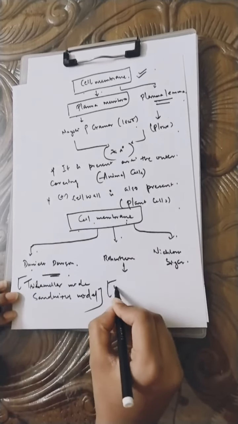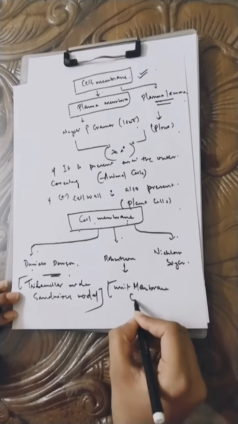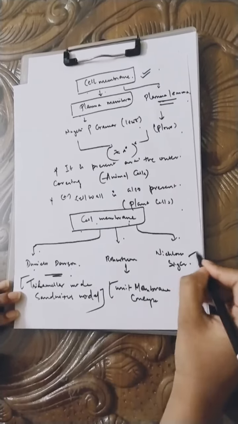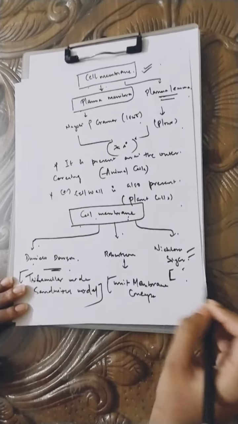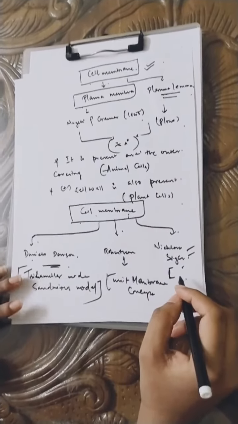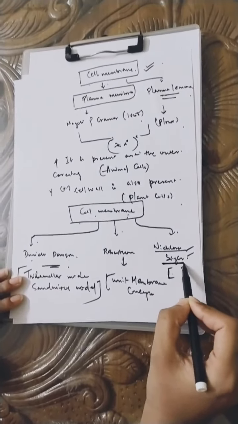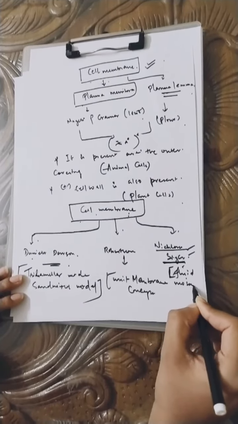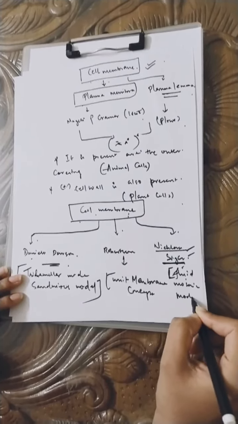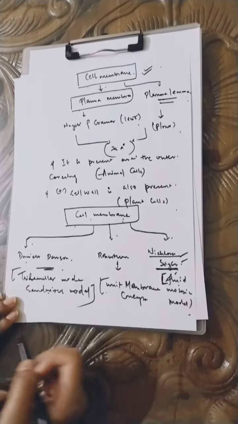Robertson, unit membrane concept. Nicholson and Singer, the most accepted one. Till today we are reading on this ultrastructure that has been proposed by Nicholson and Singer. That is the basic fluid mosaic model. So what exactly do these three say?